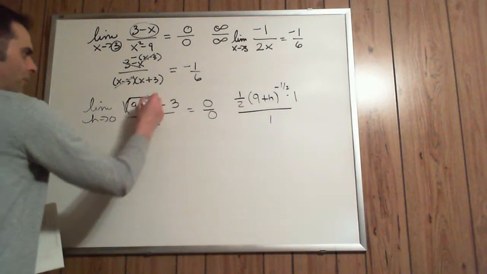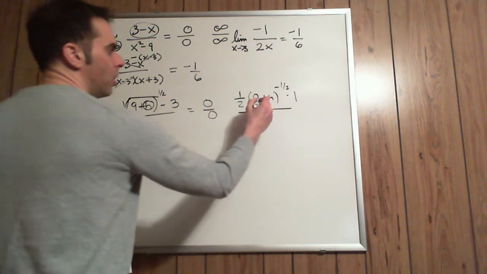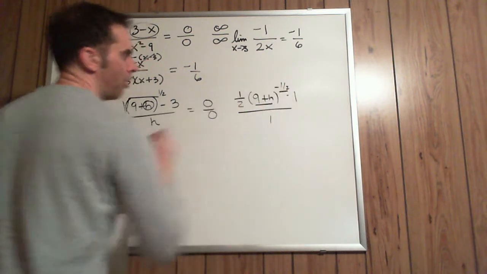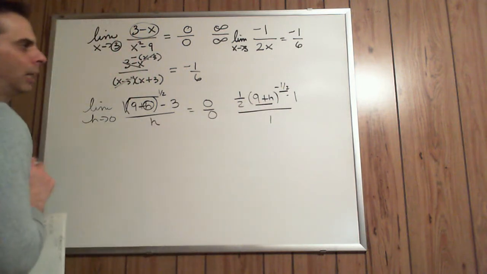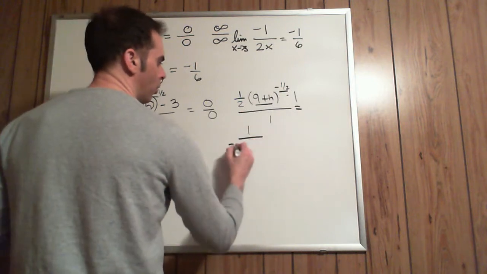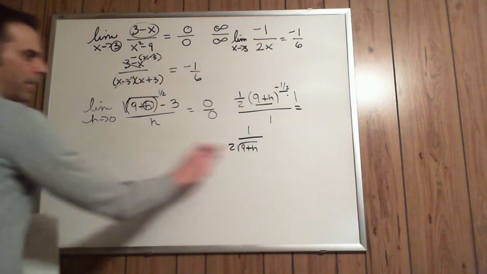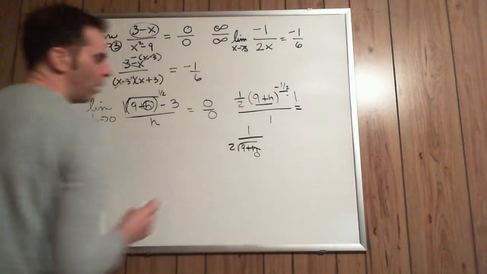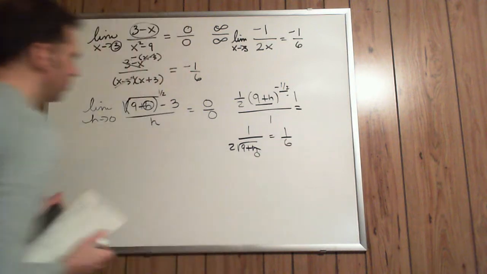Remember, in taking this derivative, change this to the 1/2 power, drop down the power, repeat the inside, decrease the power by 1, and the derivative of the inside is 1. So then now we never evaluate negative exponents. We make that 1 over 2 root 9 plus h. Replace the h with 0. The square root of 9 is 3, times 2 is 1 over 6.